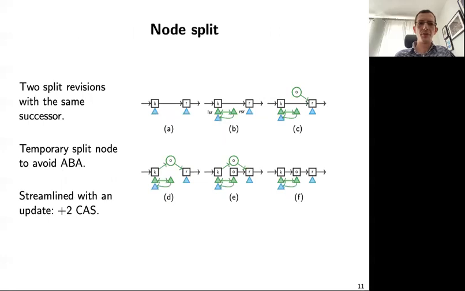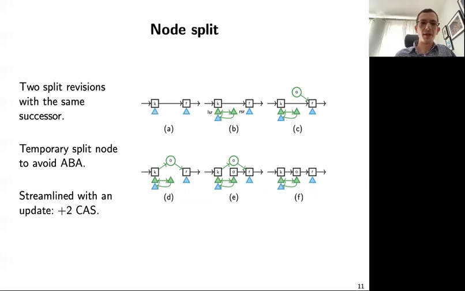Let's start with a node split. For now, assume that there is no pending update. All we want to do is to split node K into two nodes, each managing half of the original range of key K. Note that under both nodes K and R, we already have some revisions, as it's always the case.